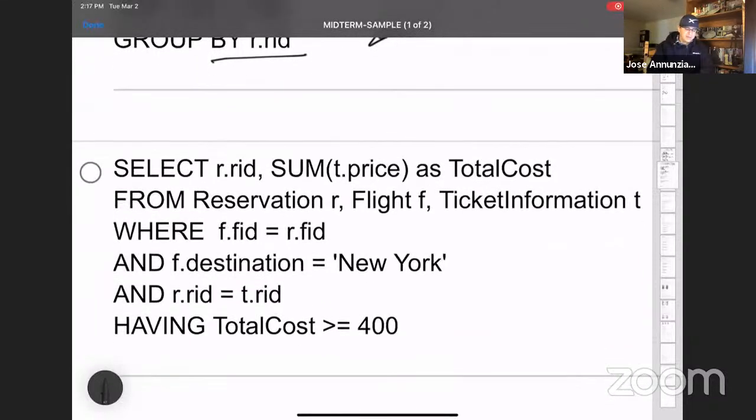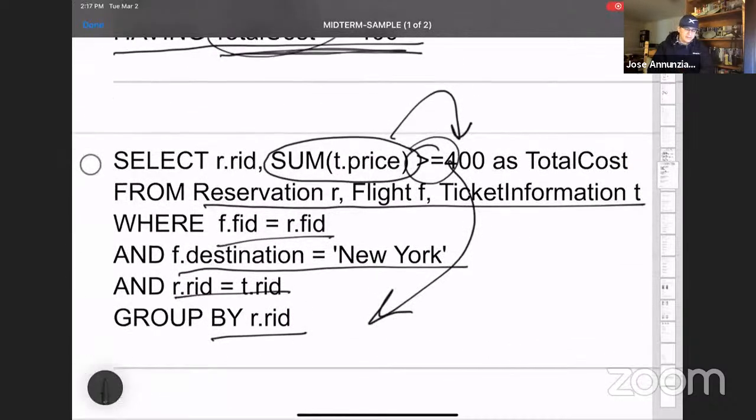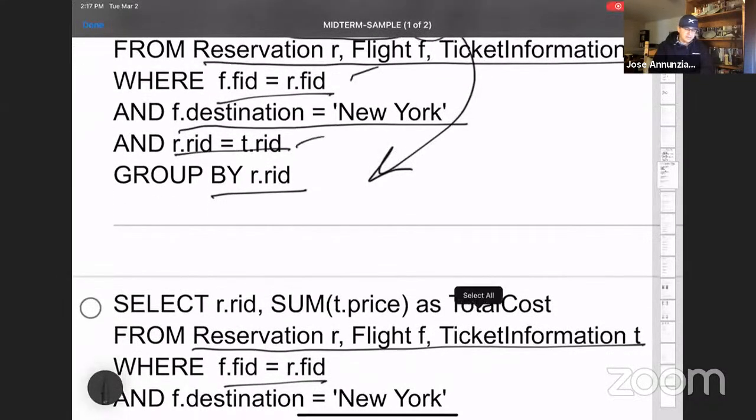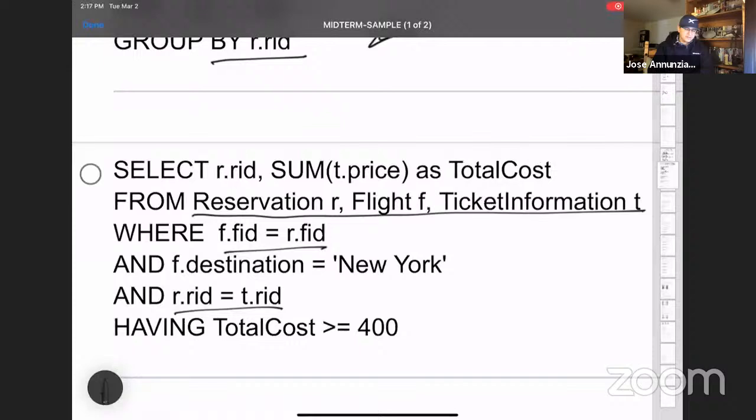Let's see, what do we have here? We have the same three tables, and here are the two joins that are going from the flight. Okay, was the join here correct? Yes, the join here is correct. This one's okay, and this one looks like it's okay.